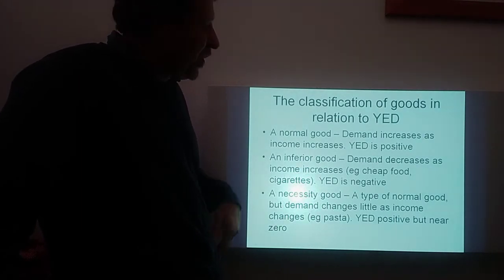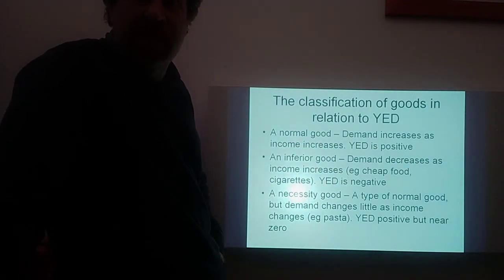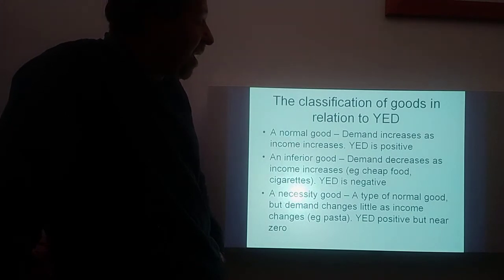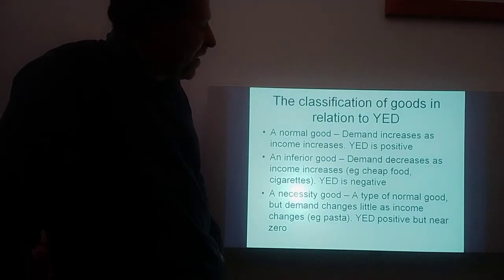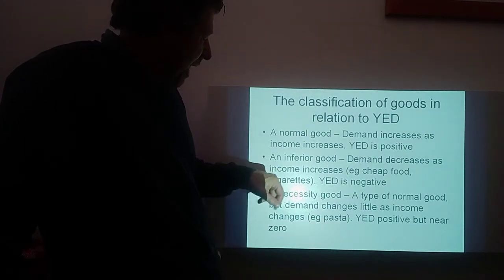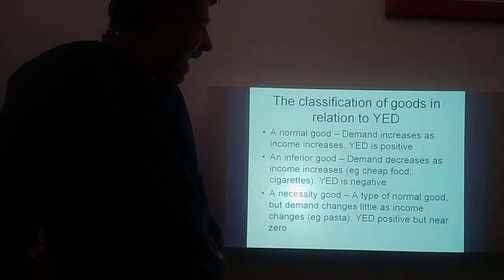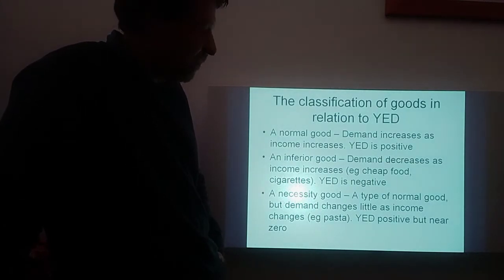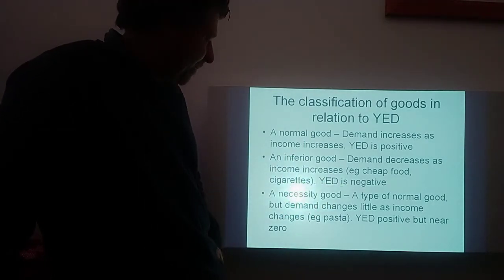Here we can see cheap food, for example. In a crisis, people's money is going down. Often they buy cheaper food, and when their money goes up again, they buy less cheap food. Same with cigarettes. It's considered an inferior good. It has an inverted relationship with demand. So its YED is negative.